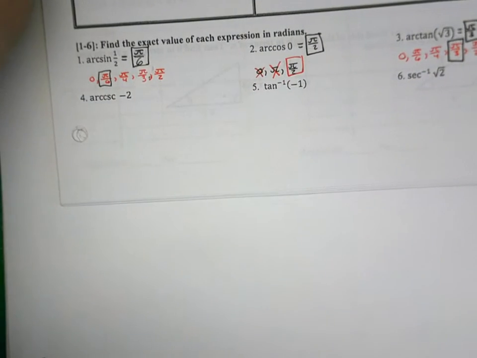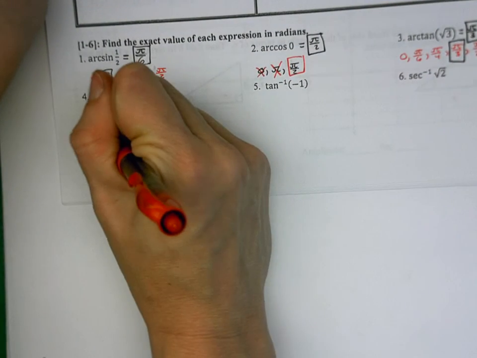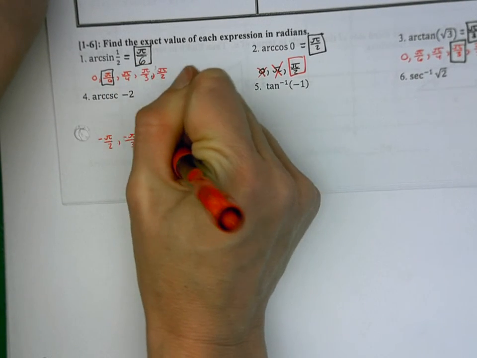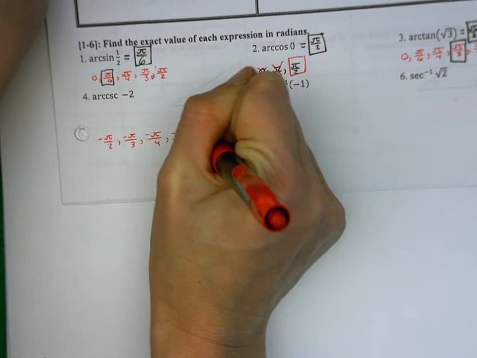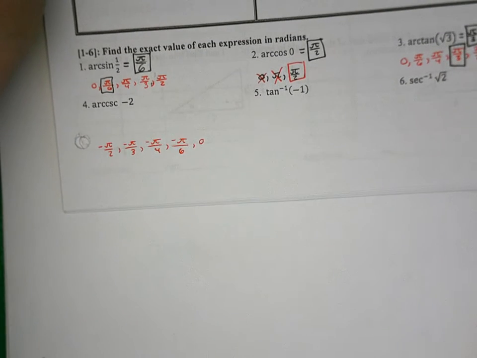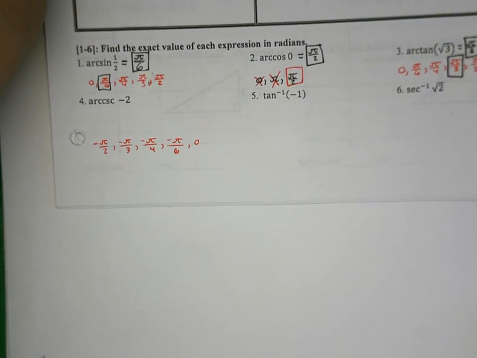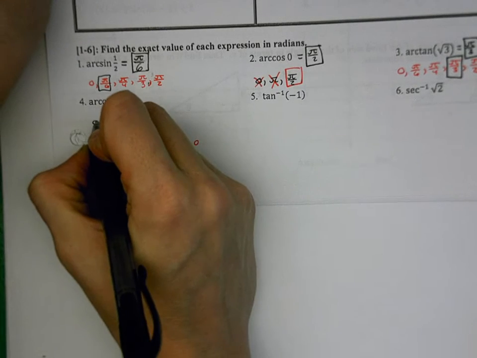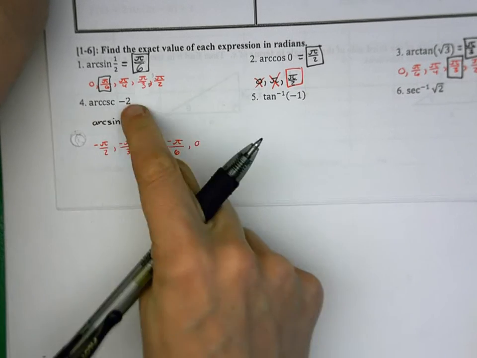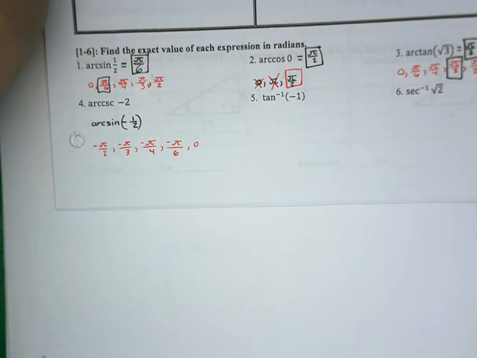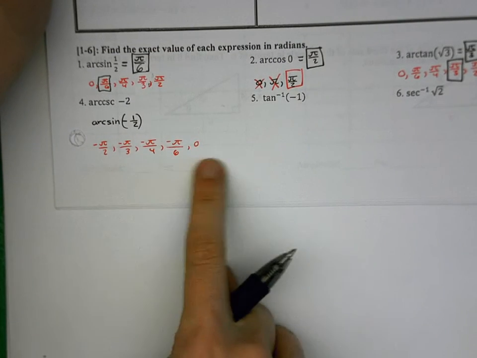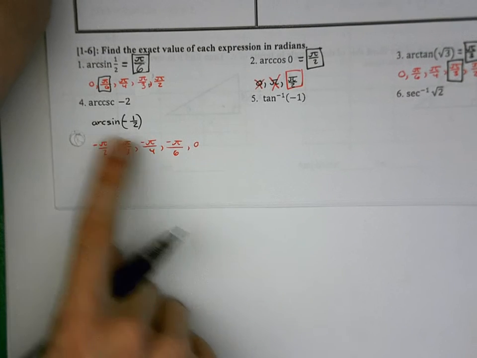So the question is, which of those angles, negative pi over 2, negative pi over 3, negative pi over 4, negative pi over 6, or 0, gives me a cosecant of negative 2? Now, if you have your cosecant memorized, you might be able to figure this out pretty quickly, but a lot of people like to think of this as arcsine of negative 1/2, taking the reciprocal of that negative 2. So then the question is, which of these angles gives me a sine of 1/2 or a cosecant of 2?